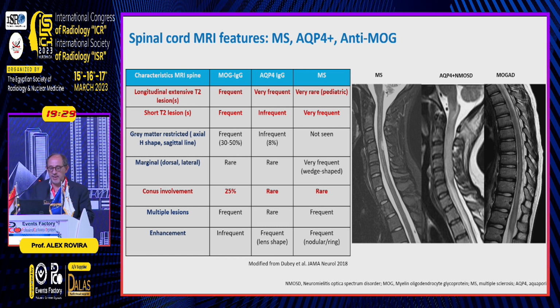This is not the case with aquaporin 4, in which the majority, almost all the lesions are quite extensive. In MOG antibody disorders, the lesion can be both short and longitudinal, and usually they combine both patterns in the same patient. Conus involvement, as you can see also in this example, is more frequent in MOG antibody disorders, while it's quite rare in the other conditions.